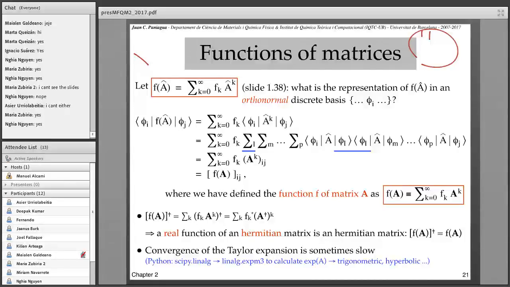Well, some trivial consequences. For instance, if we take the conjugate of this matrix, we have to take the conjugate of every term. The conjugate of A to K, the conjugate of a product of matrices, is the product of the conjugates written in the reverse order. But since all of them are the same, it's the conjugate to power K. And the adjoint of a scalar is the complex conjugate. And so we see that if the function is real, then the function of a Hermitian matrix is also an Hermitian matrix.